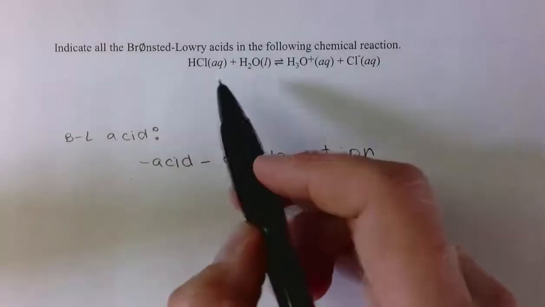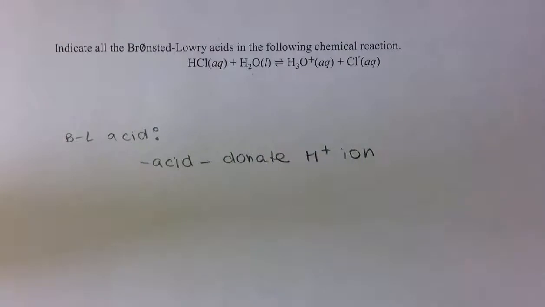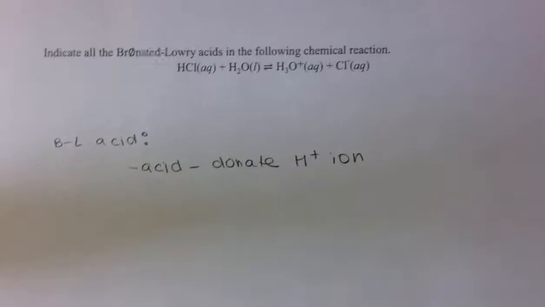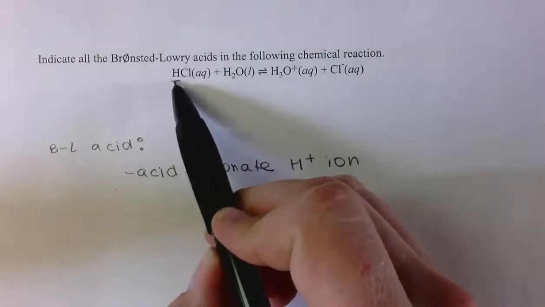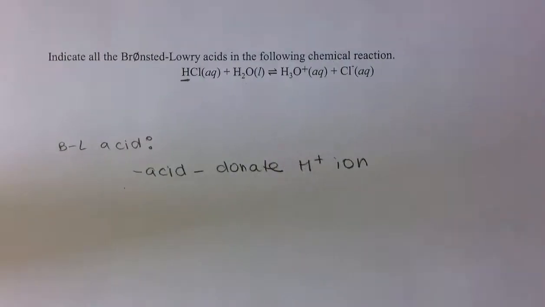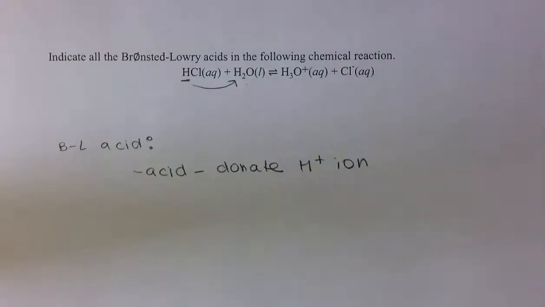So looking at our reactants, we have hydrochloric acid and water. Water can act as a base or an acid, but in this case, hydrochloric acid is a strong acid and has this hydrogen that can easily become a hydrogen ion to donate to this water molecule. So just by looking at this, we know that hydrochloric acid is a Bronsted-Lowry acid. It will donate that hydrogen ion.